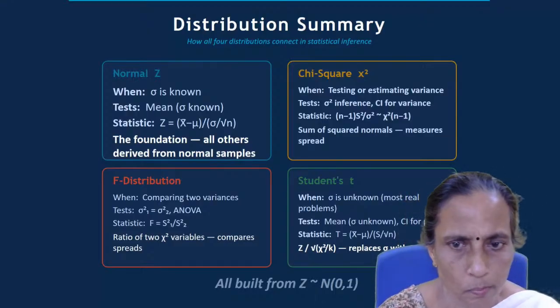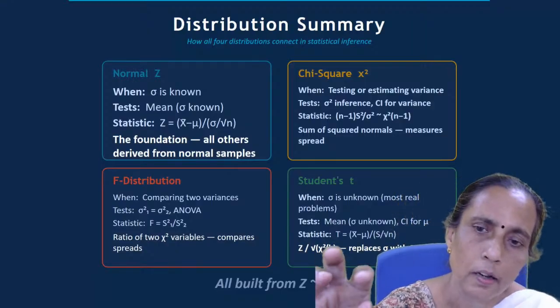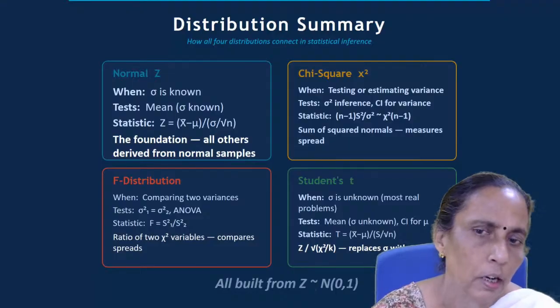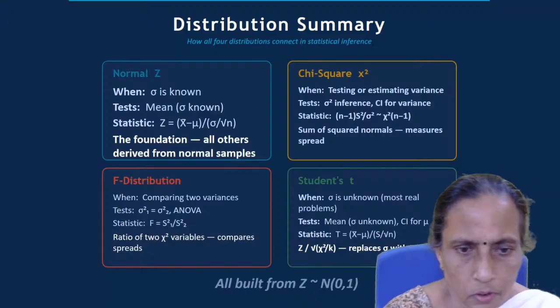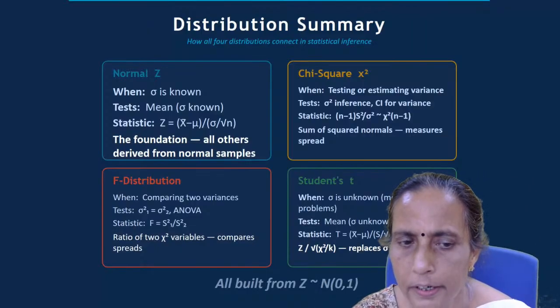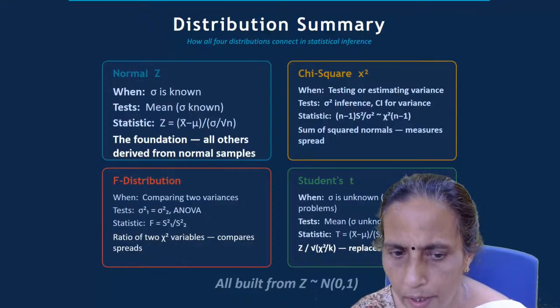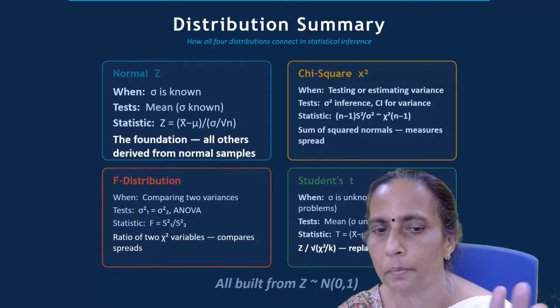Sum of squared normals, a measure of spread, and this is a variable which is always positive. It is the sum of squares, so always positive. F distribution is used for comparing two variances. It is called your analysis of variance. The ratio of two chi-square variables, it compares the spreads between two variables.